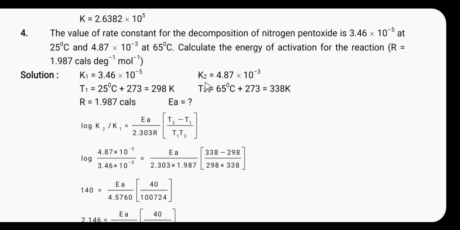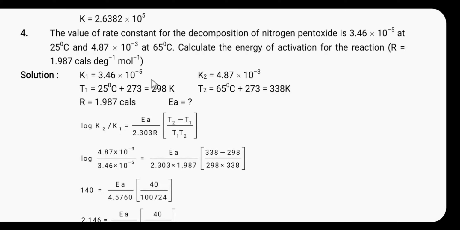Then the next numerical: the value of the rate constant for the decomposition of nitrogen pentoxide is 3.46 into 10 raised to minus 5 at 25 degrees Celsius and 4.87 into 10 raised to minus 3 at 65 degrees Celsius. Calculate the energy of activation. Again R is given in calories.